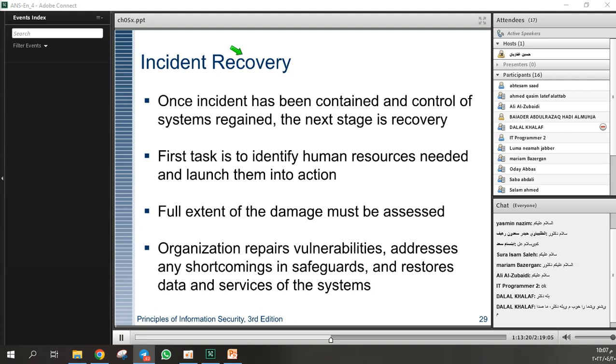How can we recover from an incident? An incident happened, and we control it. Okay, an incident happened, and we control the incident. What is the next step? The next step is recovery.